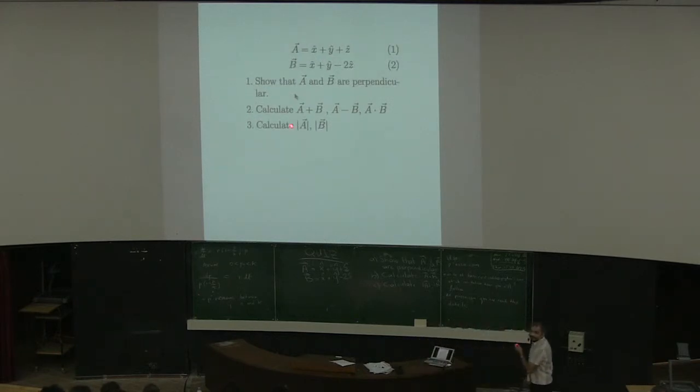So the magnitude of A squared is just A dot A. It is 1 squared plus 1 squared plus 1 squared, which is 3. So the magnitude of A is square root of 3. For B, it is 1 squared plus 1 squared plus minus 2 squared, which is 4. 4 plus 1, 6. So the magnitude of B is square root of 6.